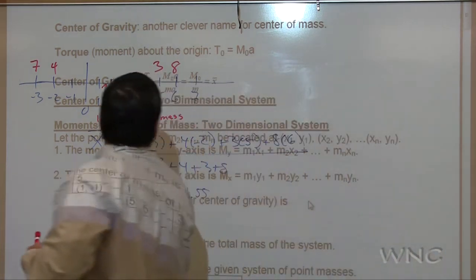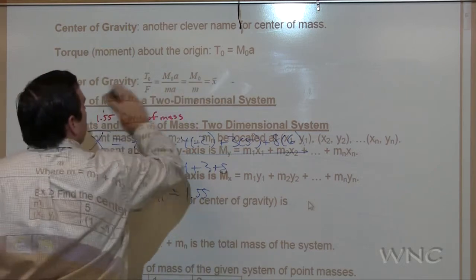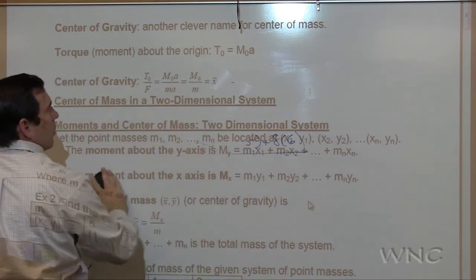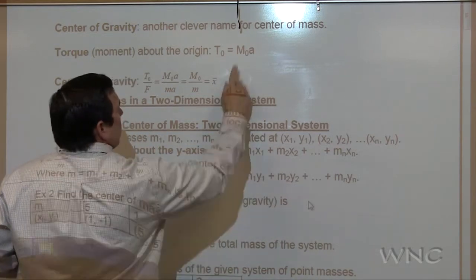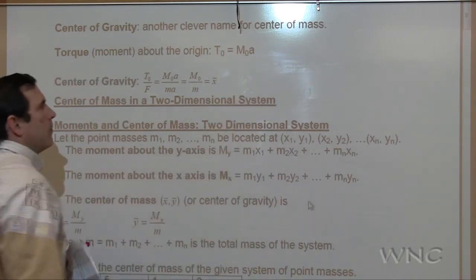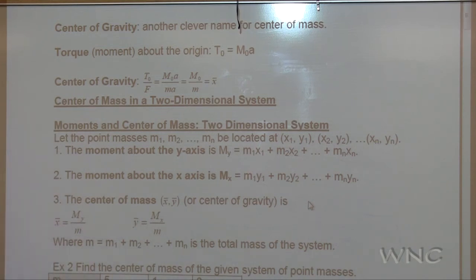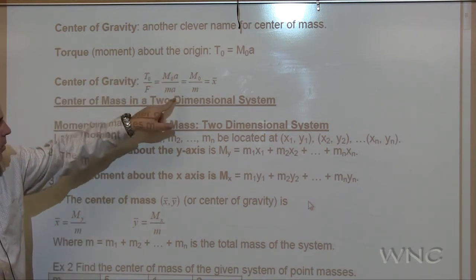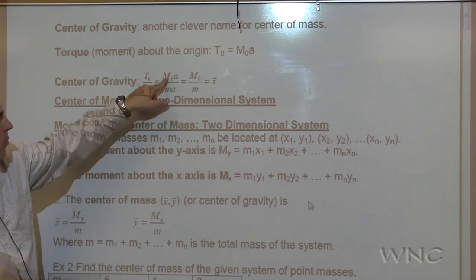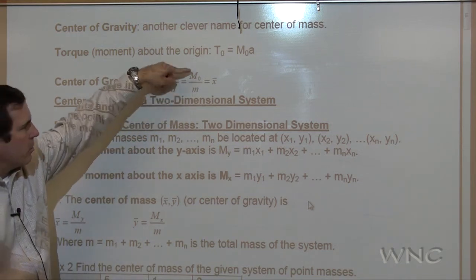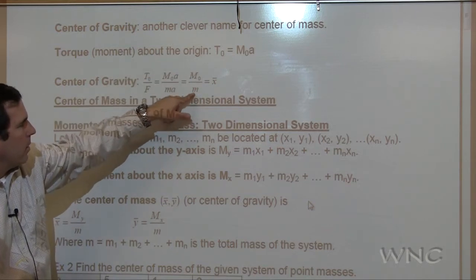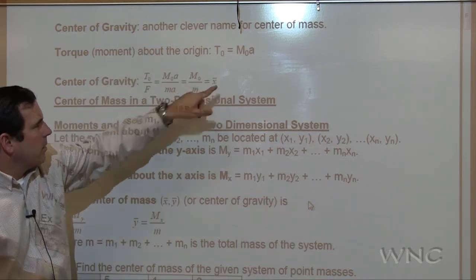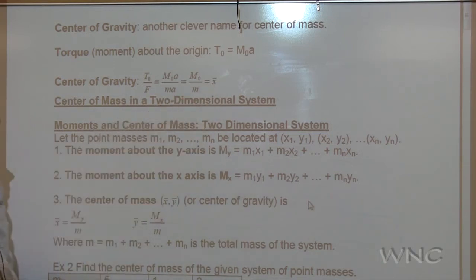Center of gravity is another clever name for center of mass. Torque, or moment about the origin, is going to be equal to the mass times the acceleration. Center of gravity would be the torque over the force, which is m naught a over mass times acceleration. Or sorry, that's the moment times acceleration over mass times acceleration, or just the moment over the sum of the masses, which is your center of mass.